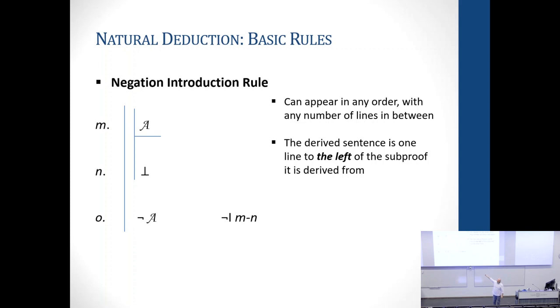Assume A is true, you get a contradiction. So A must not be the case. So we cite our subproof, and the result we get is the negation of the opening assumption of that subproof. Again, if this were true, bad stuff happens, so it better not be true.